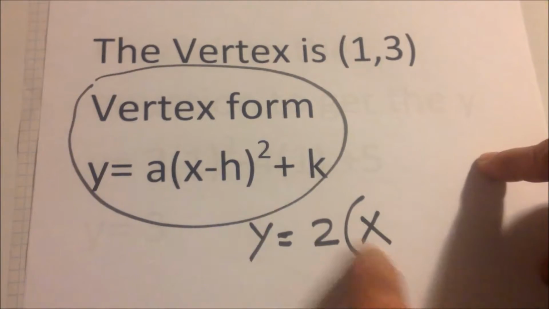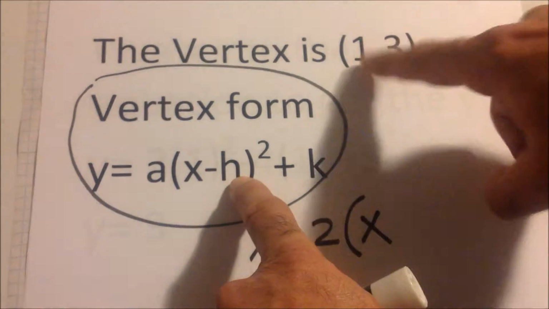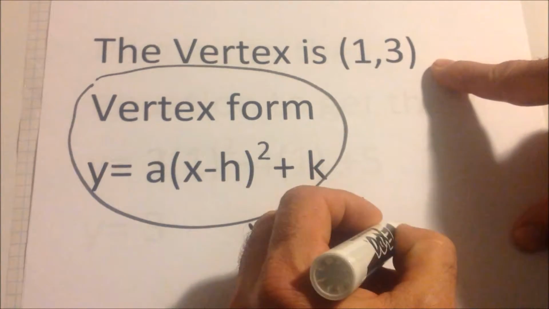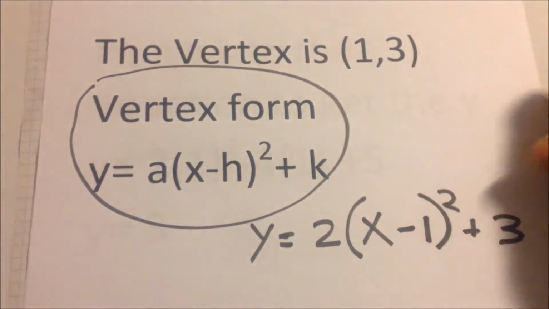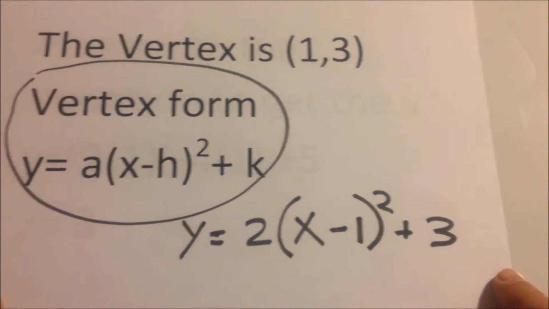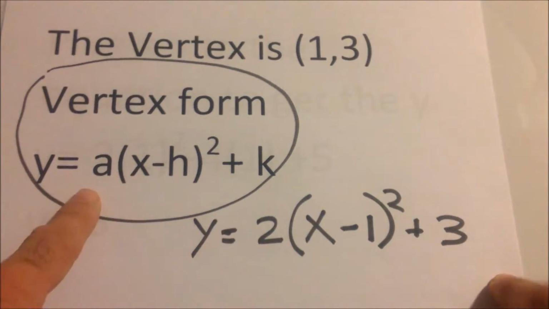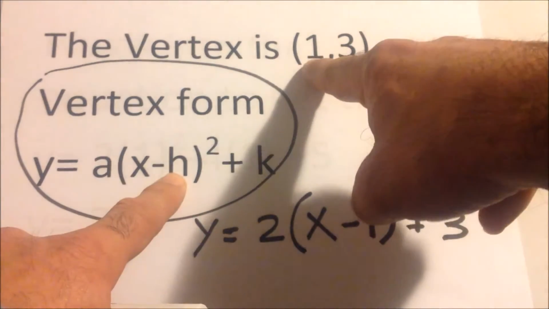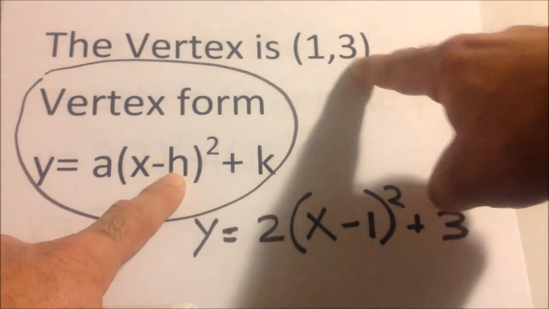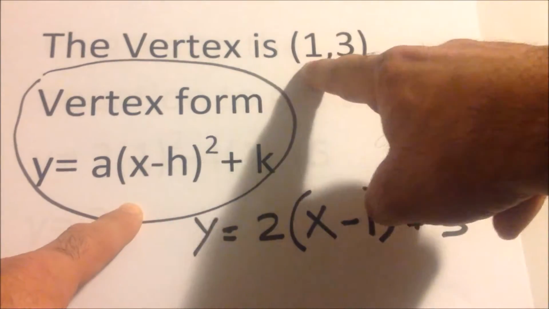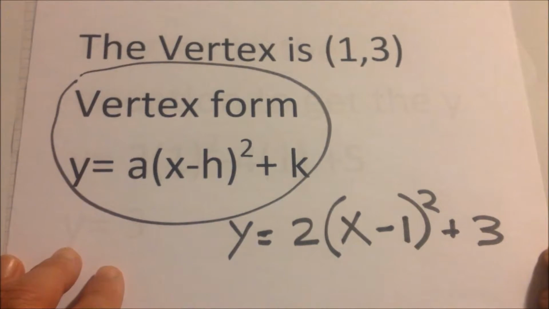Right? We're going to put the x in. The h is part of the vertex of 1. So it's minus 1 squared plus 3. So basically, this is what you're doing. You're taking whatever a was and putting it there. Whatever h was, that's the x, you're putting it there. And the k is the y. So remember the h, x, k, y. Basically, that's what you're doing.